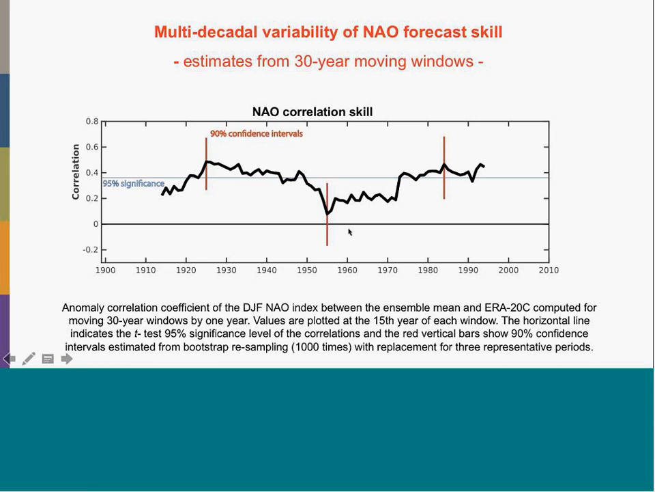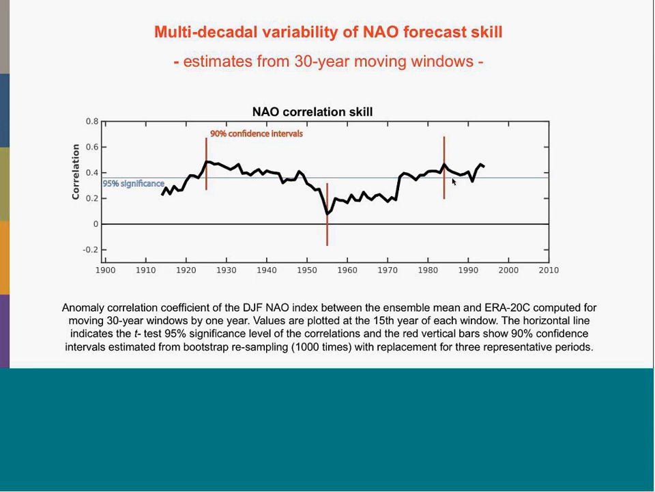So in all of the periods we're looking at, we seem to have an estimate that is larger than zero, although you see these error bars here, these are 90% confidence intervals. They're rather large, and for certain periods, they overlap with zero correlation. So we see quite some variation in the forecast skill with marked variability on the multi-decadal timescales.